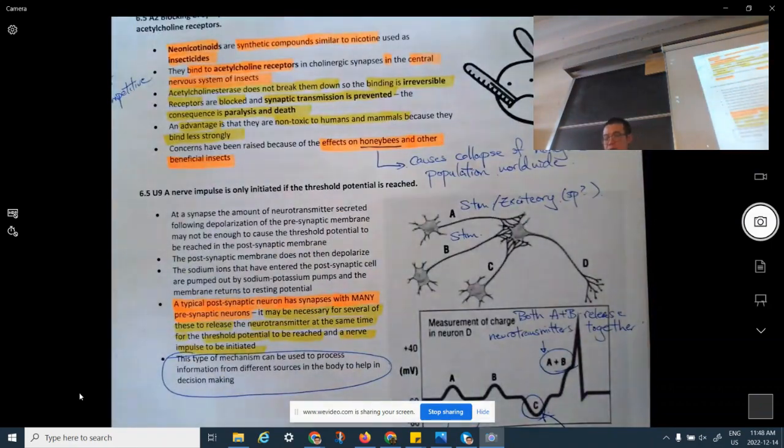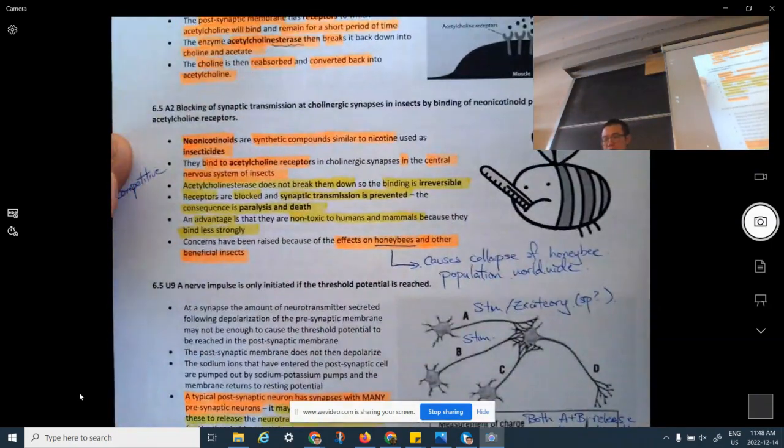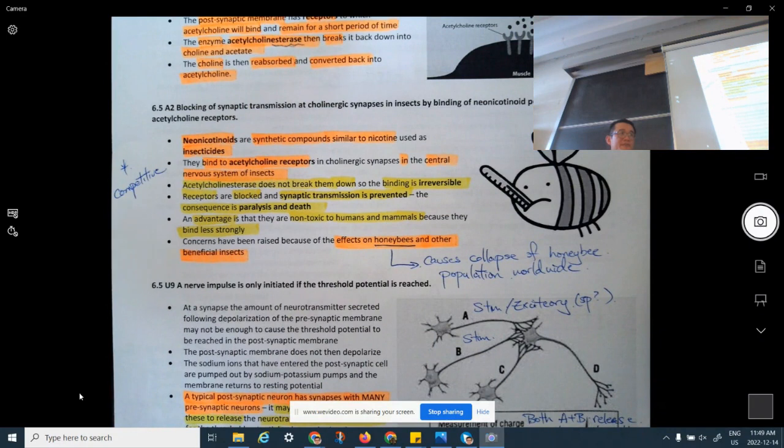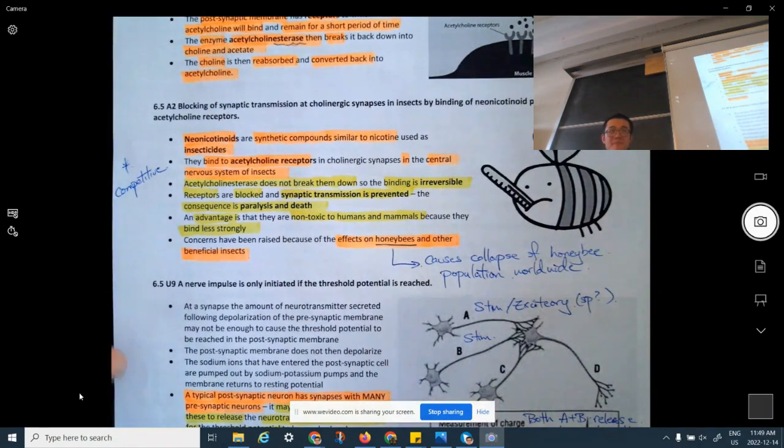For example, with the acetylcholine receptor mechanism, if I remember correctly, some nerve gases work like that. They basically block this neurotransmitter, and people die in seconds. Okay. Does it help answer your question? Okay. Other questions?